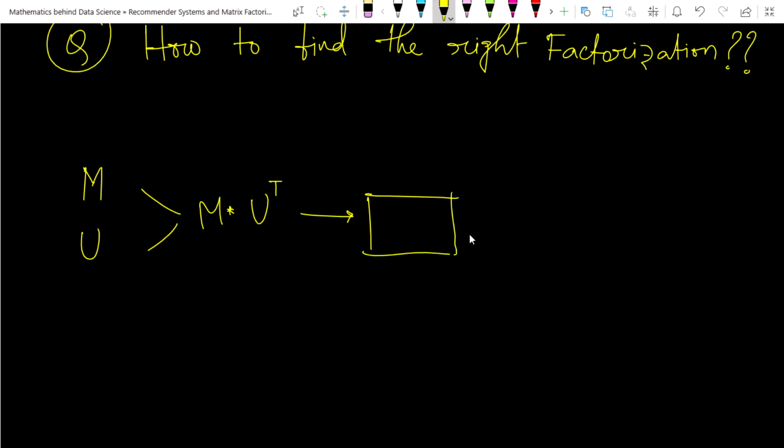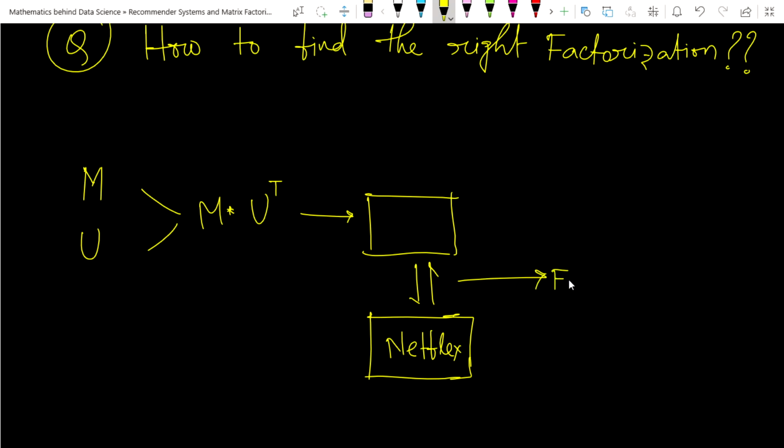Netflix also gives us a matrix. Suppose let's take here this one, the matrix that is given by Netflix. Now we'll compare these two matrices side by side and find how much error we have. If we find a big error, then we give the command: no, we have to update this matrix.